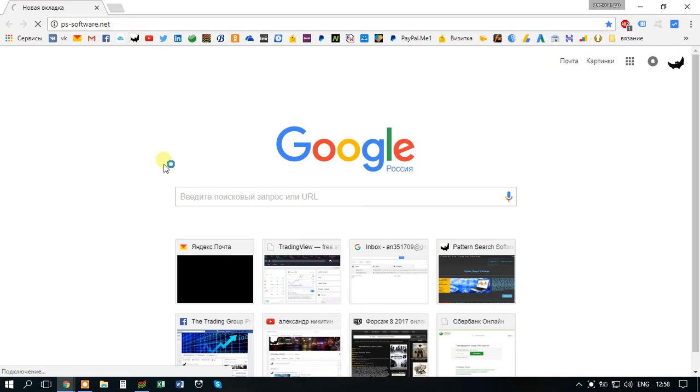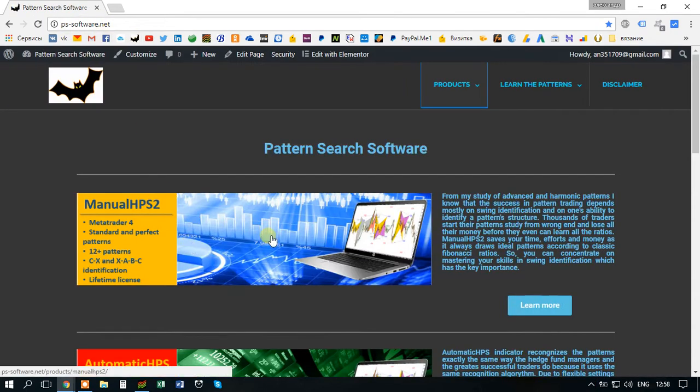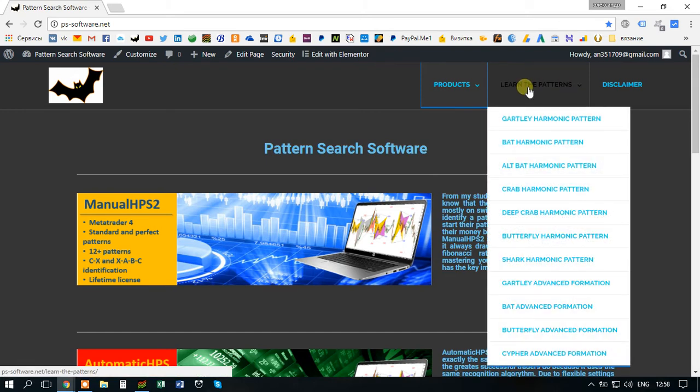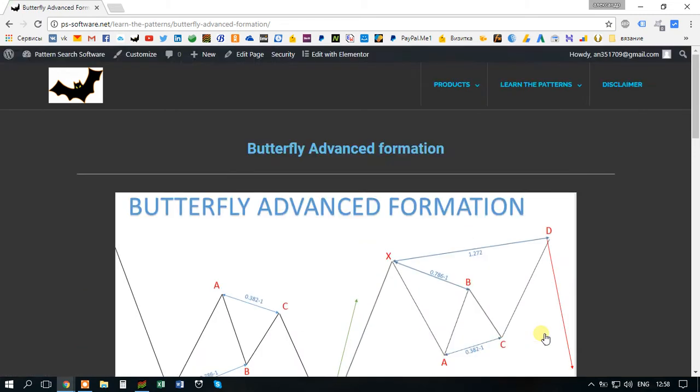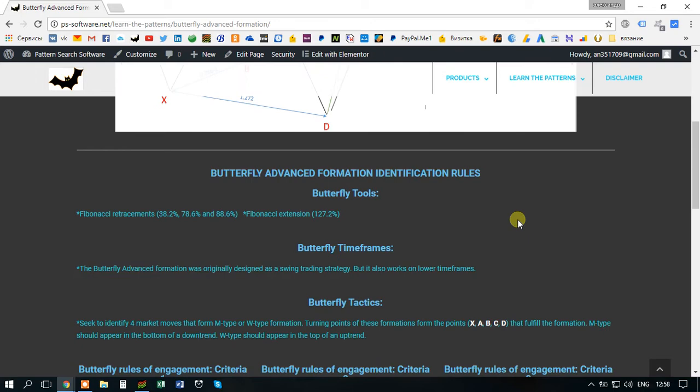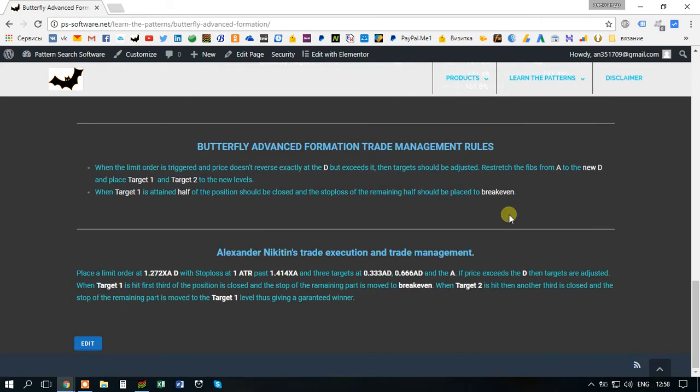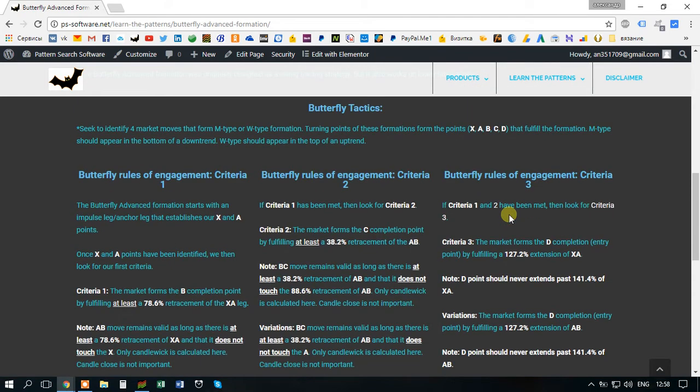Go to my website www.ps-software.net. Click on the learn the patterns tab and choose butterfly advanced formation. Here it is. Here you have the detailed description of the butterfly advanced formation. It is divided into three sections: identification, execution, and management. If you are only obsessed with identification and forget about execution and management, you will fail. So you should have all three.